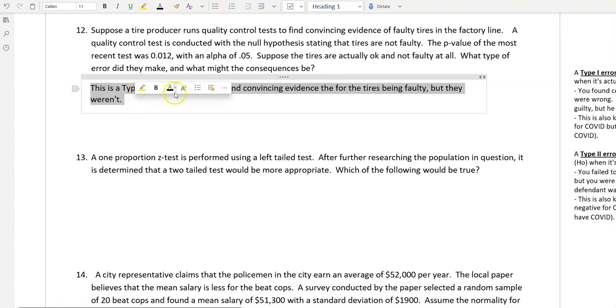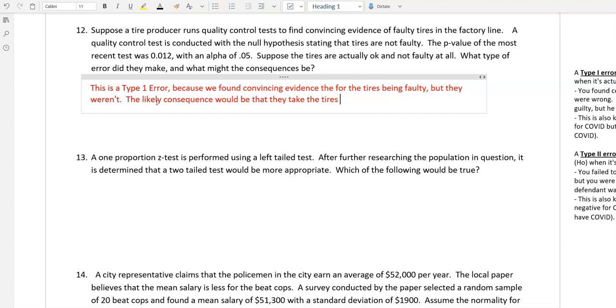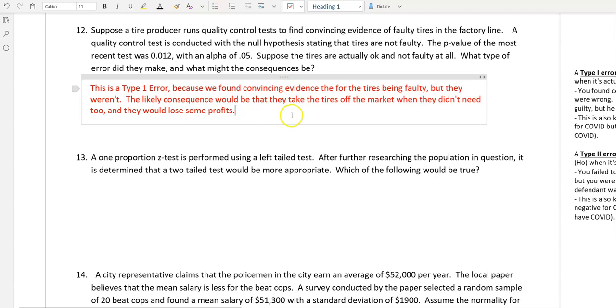And so this is a type 1 error. We found convincing evidence for the tires being faulty, but they weren't. So the likely consequence would be that they take the tires off the market. They'll probably stop selling them when they didn't need to, and they would lose some profits. They would definitely lose some money, because they would probably take these tires off the market when they didn't need to.